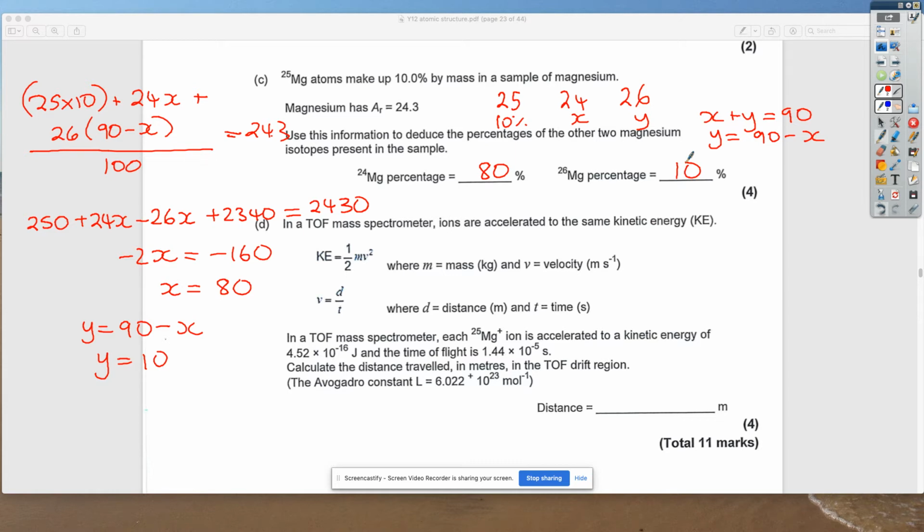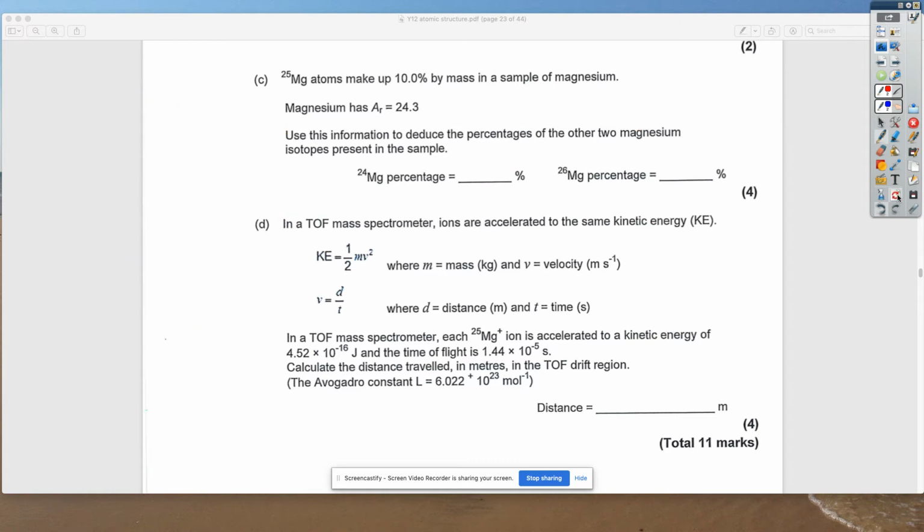The bit that you really have to know that is not particularly obvious from anything in the question itself is how to work out the mass of an ion. That's the first step. So if you read through it, they've given us the kinetic energy. Yeah, so we've got that. And they've given us the time of flight here. So we've got that. And we want to find that.